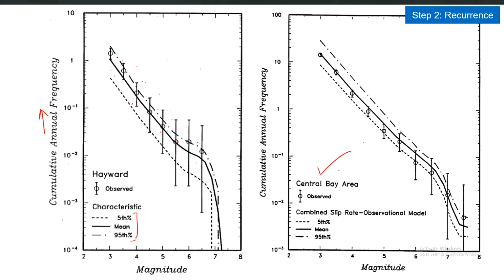Another example is on the right hand side. This figure shows not only the mean line but also the 5th percentile and 95th percentile. 5th percentile means that only 5% of the data is lower than this dotted line. And 95th percentile means that only 5% of the data is higher than this line.